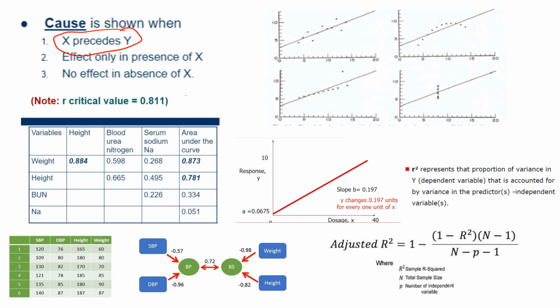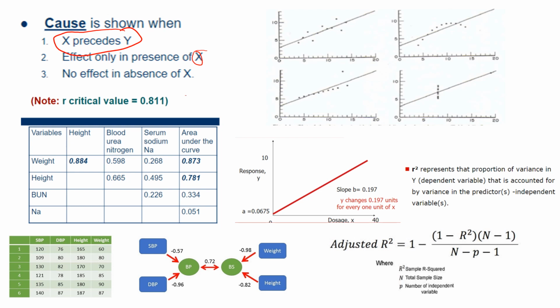The next one is the effect only occurs in the presence of X. So if X is our drug, blood pressure will only be lower in patients if they're given the drug. It's not just a random time of day when these people's blood pressure just happens to lower, like maybe while they're asleep, and that's when we were taking the sample. They need to have the drug in order to show causation.